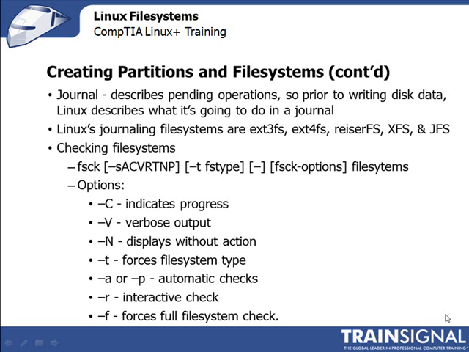Journaling file systems changed all of this. A journal is used to describe pending operations. So prior to writing data to the disk, Linux describes what it's going to do in a journal. So in the event of a crash, the system can check the journal and only do a system check on the data it contains. It can then roll back any changes or do whatever is necessary to ensure disk consistency. If you recall, Linux's journaling file systems are ext3, ext4, ReiserFS, XFS, and JFS.